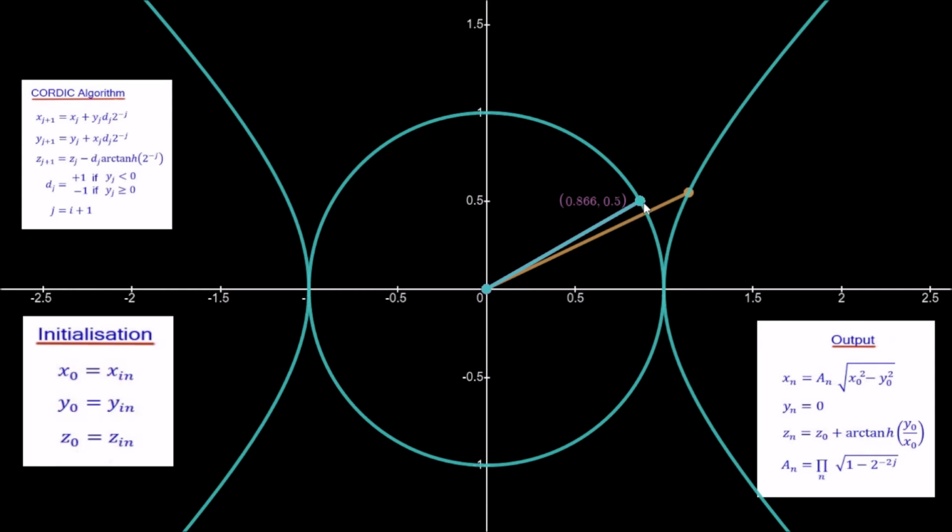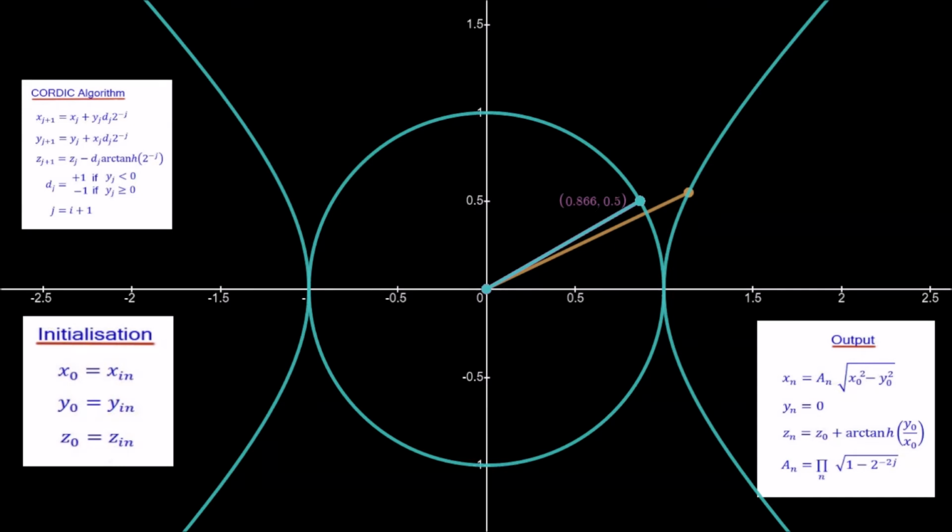Now remember, the circular angle can be given by the area of the triangle. So if we look at twice the area of this triangle here, then it's going to give us the circular angle in radians. Equivalently, if you look at this brown line here, then the hyperbolic angle is going to be given by twice the area that's generated within this area here.